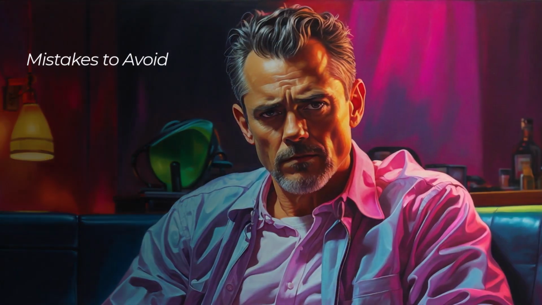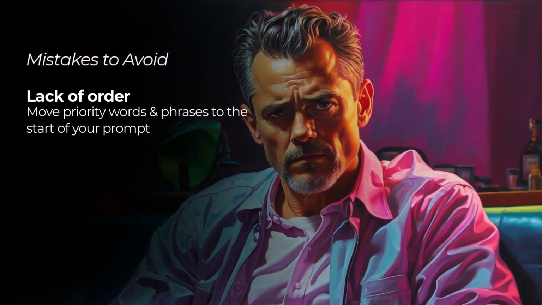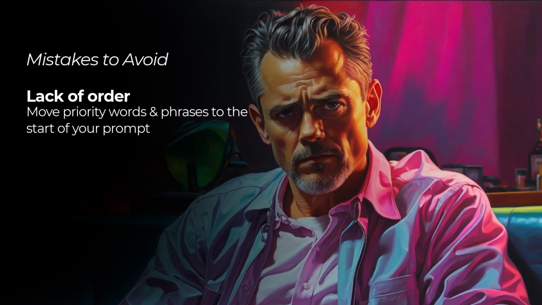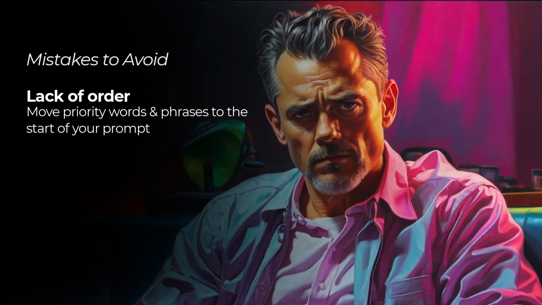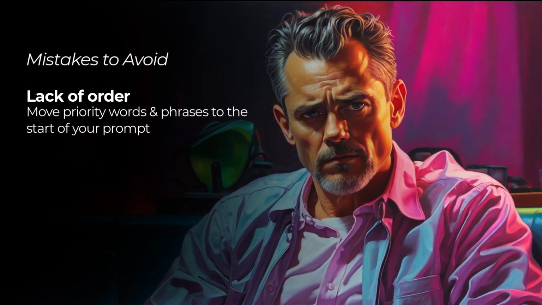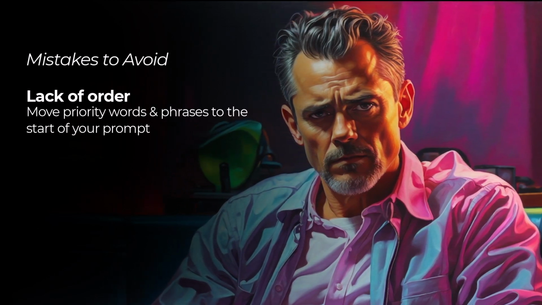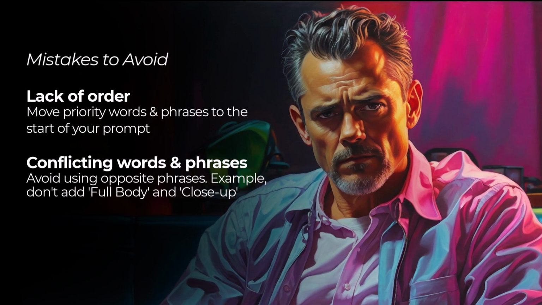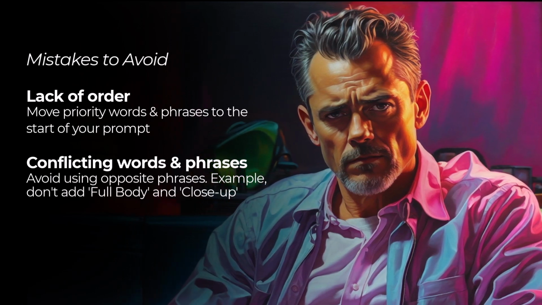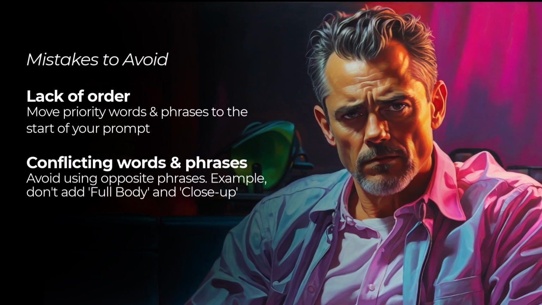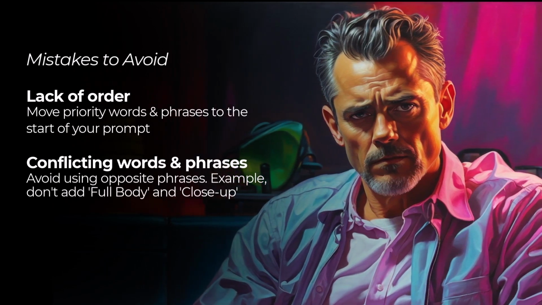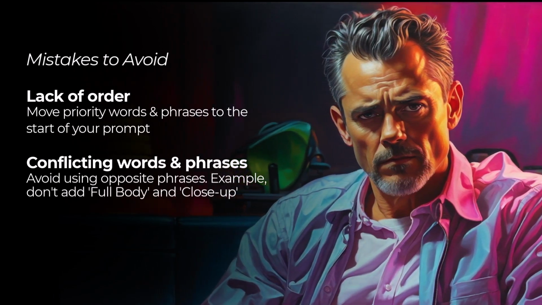Some common mistakes to avoid, for example, is you want to make sure you don't have a lack of order. Make sure you put the most prioritized words of your prompt towards the start, as the words at the start of the prompt are generally prioritized more than the words at the end. And also you want to make sure you don't have too many conflicting phrases in there. For example, you don't want to put full body and close up because those two are simply two completely different things and can produce some undesired results.